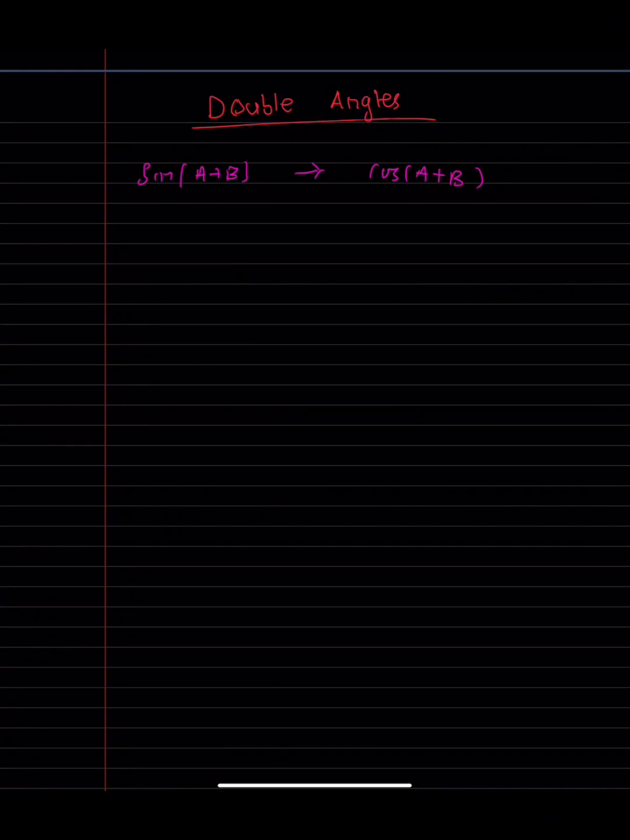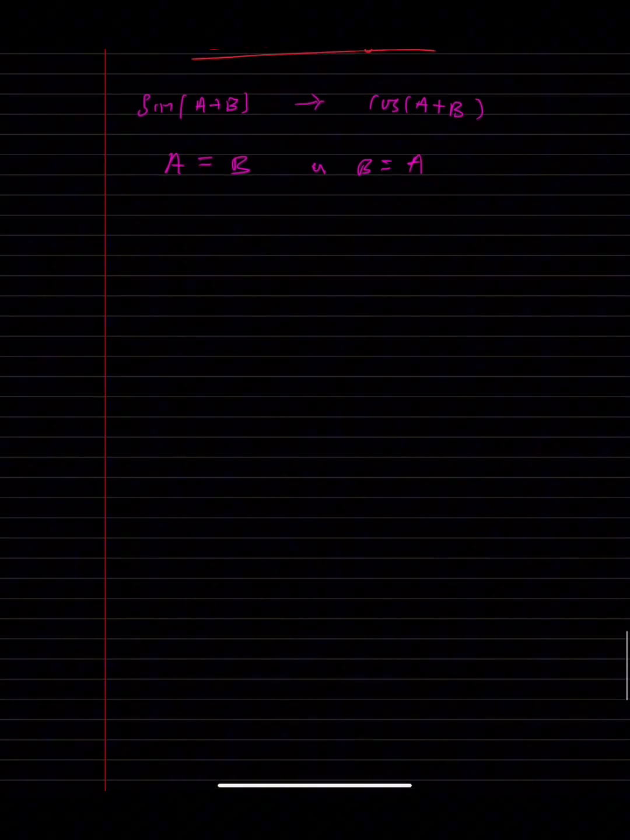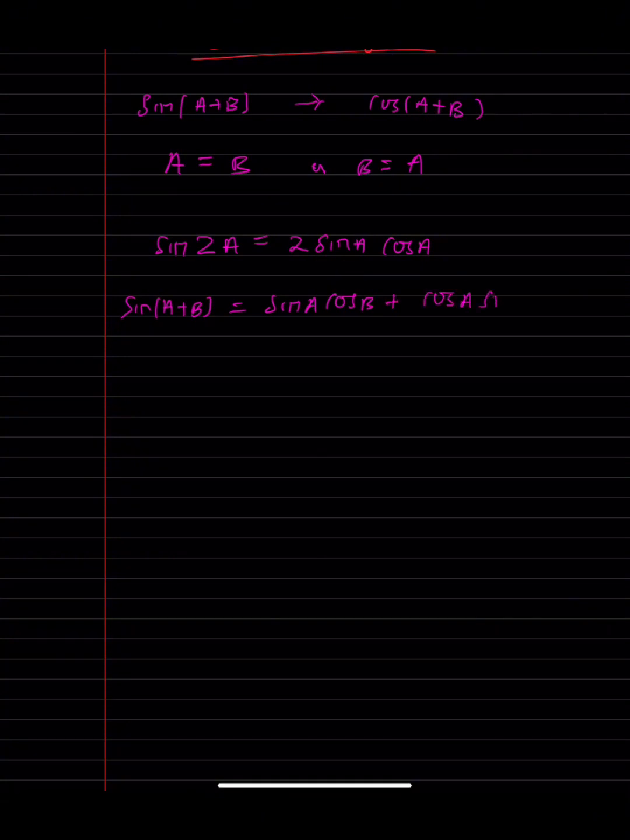If we make A equal to B, or B equal to A, we are going to get something like sine 2A to be equal to 2 sine A cos A. This is because sine A plus B, as we discussed earlier, is equal to sine A cos B plus cos A sine B.